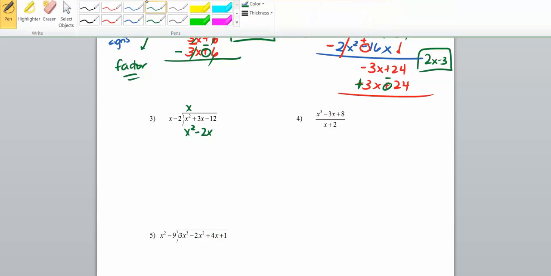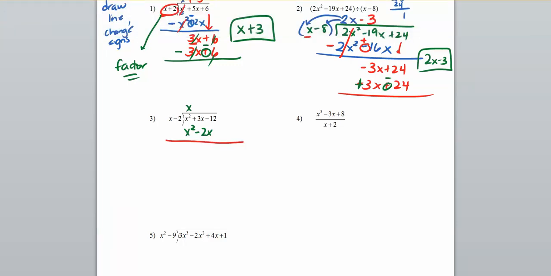I'm going to change my pen color so you can see. I'm going to draw my line and then change that sign and change that sign. Make sure when you draw your line you change your sign, or else the rest of your entire problem is going to be wrong. Those cancel out. 3x plus 2x is 5x, and then I bring down the next term.